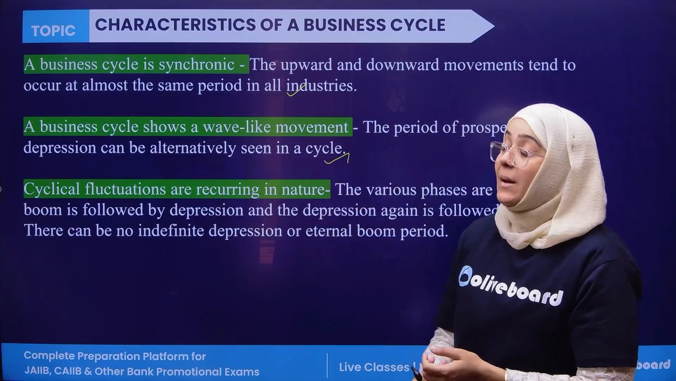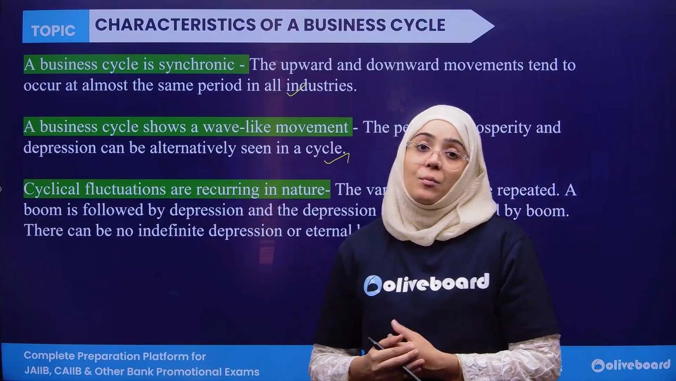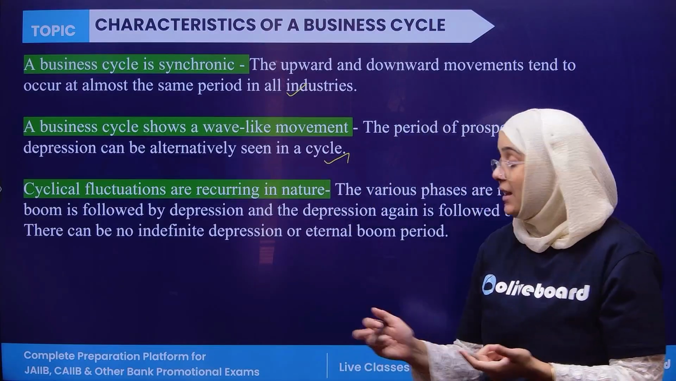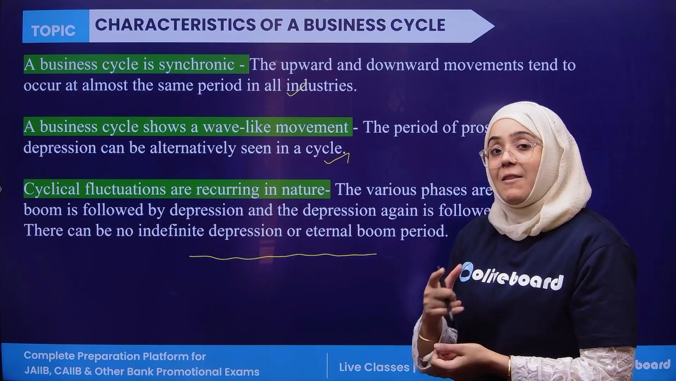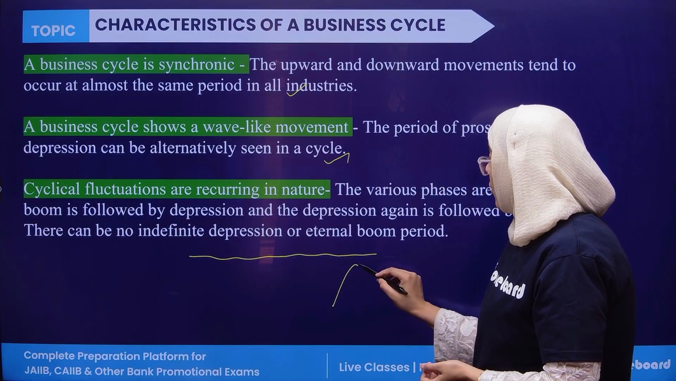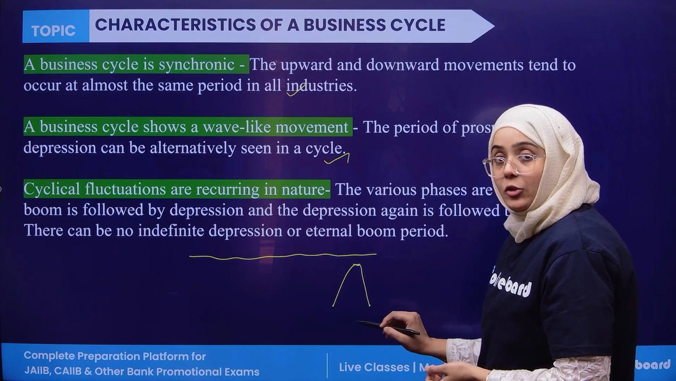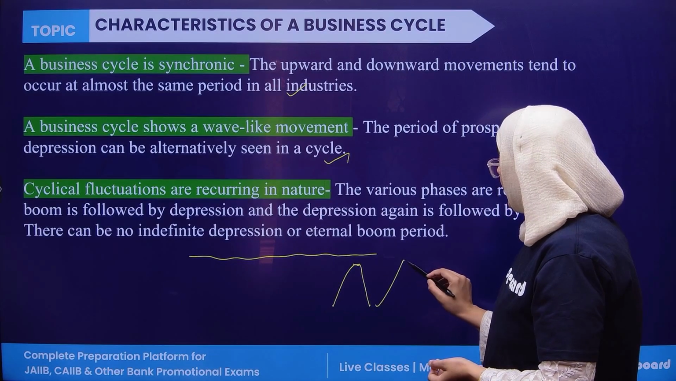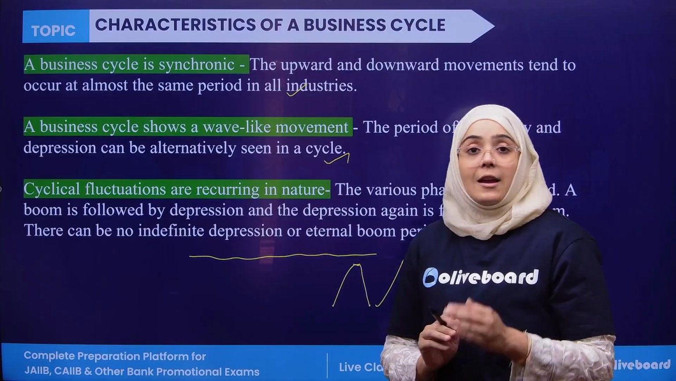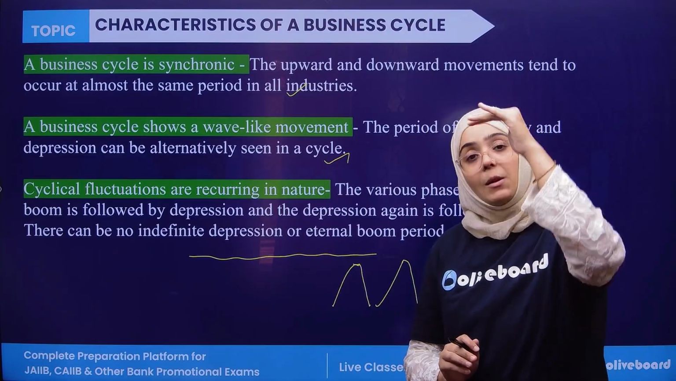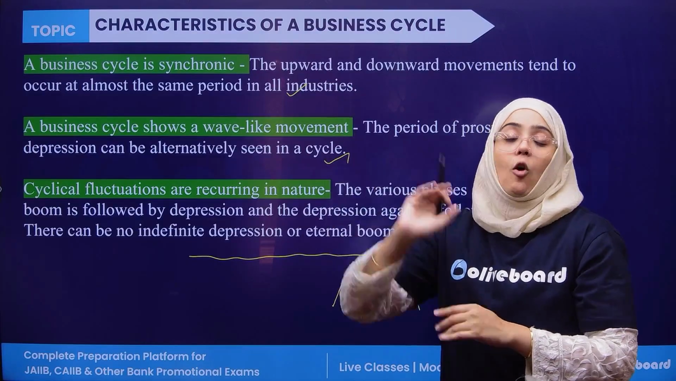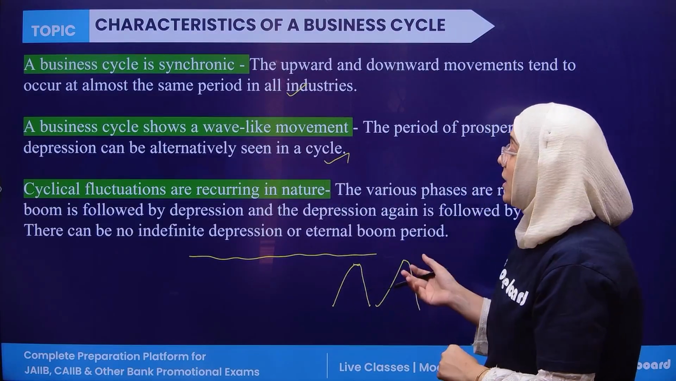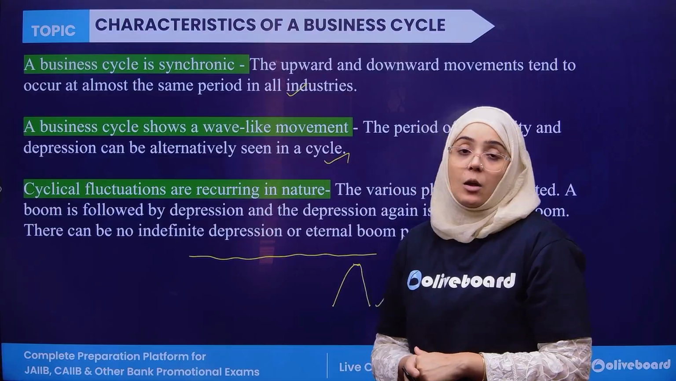Second, the business cycle is a wave-like movement. Wave-like movement means there is no straight line. When there is an upward trend, there is a downward trend also. Then there is an upward trend, then a downward trend again. If there is a boost in the production, there will be a down phase also. If there is a down phase, there will be an up phase also. That is called the wave-like movement.